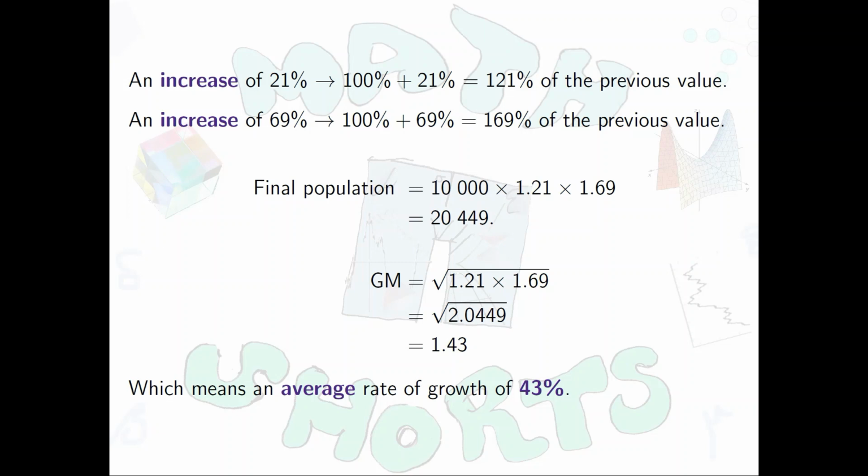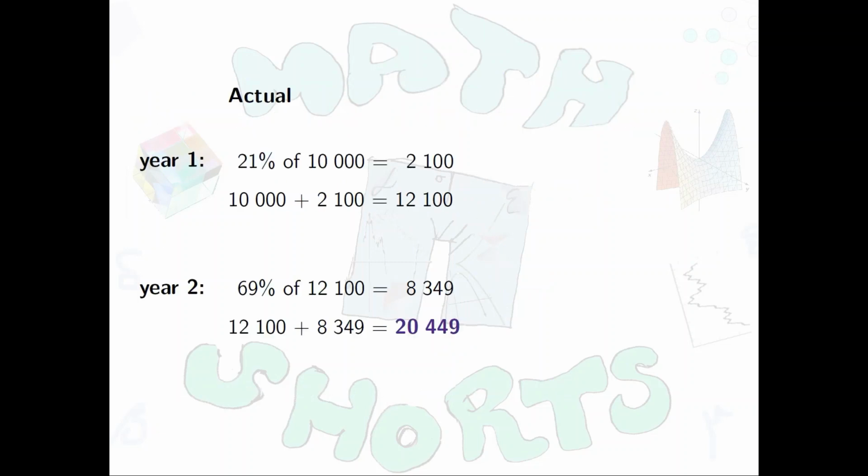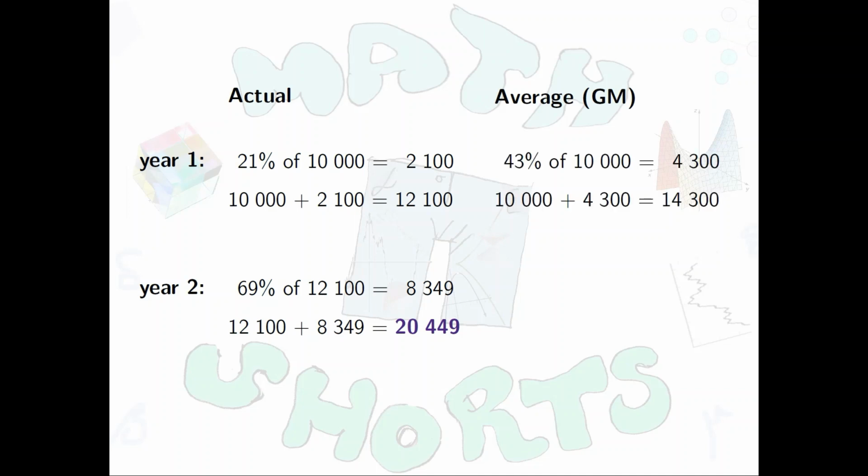Now, let's check this one out. So if we go back to our computations that we did before, on the left, there's our actual. We know that we had 20,449. So now let's use 43% instead of 45%. So if I use the geometric mean, the first year, the 43% brings us up to 14,300. And in the second year, look at that. It exactly matches, although I have a typo here. So this should be a 4. Oh well. But they are exactly the same.